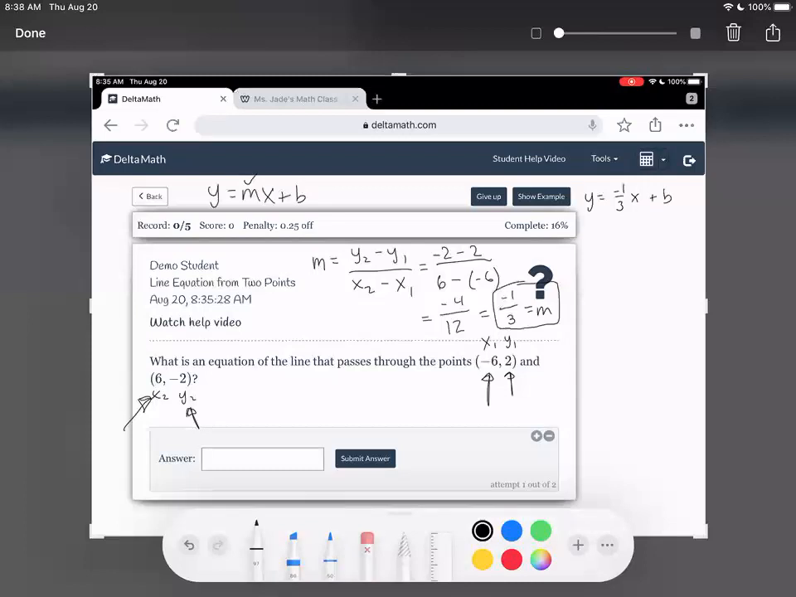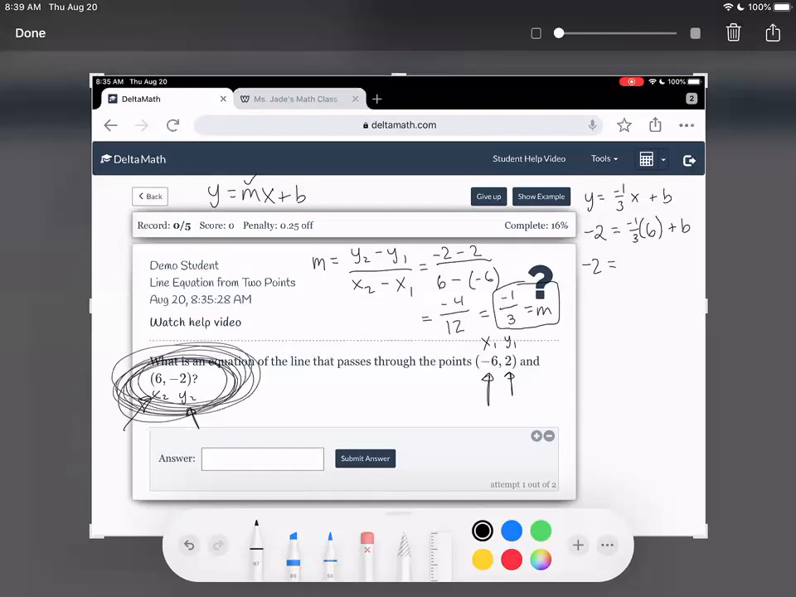Just like last time, you can pick a point, any point. You can pick the first point or the second point. Last time I picked the first point, so this time, why not? I'll just go with the second point. So I'm going to plug this one in and use it to solve for our b value. All right, so our y value was -2 is equal to -1/3, x was 6, and then plus b.